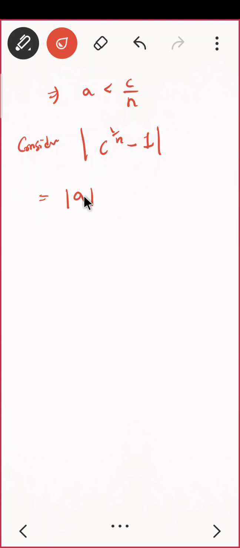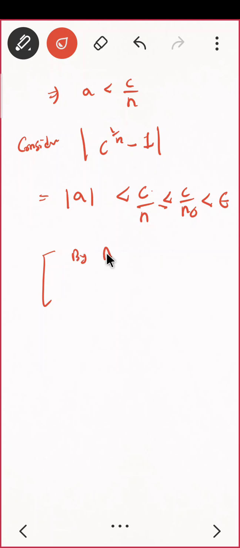And we know something about a: a is less than c by n, correct? Can I use the triangle inequality, or the sandwich theorem here also? Or if you don't want the sandwich theorem, you can use the Archimedean property: c by n is less than c by n naught, and that is less than epsilon. Correct. And what will you write in the Archimedean property?